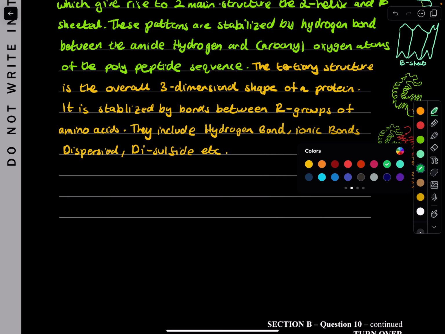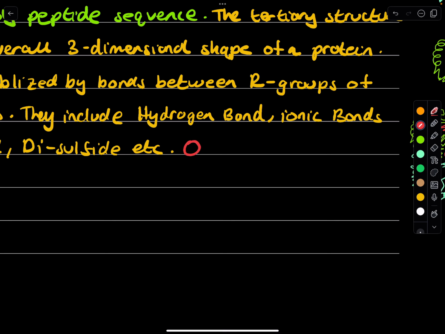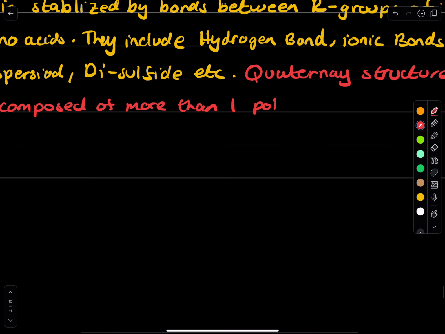Let's use red. So quaternary structure. The quaternary structure is composed of more than one polypeptide chain.